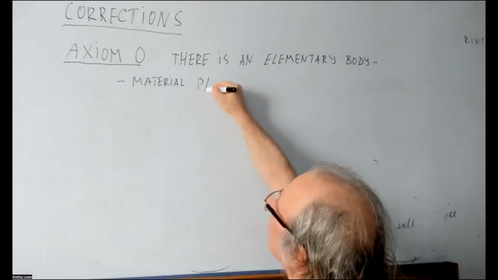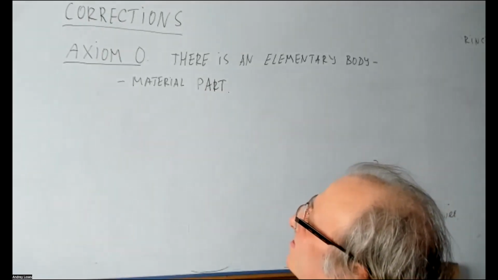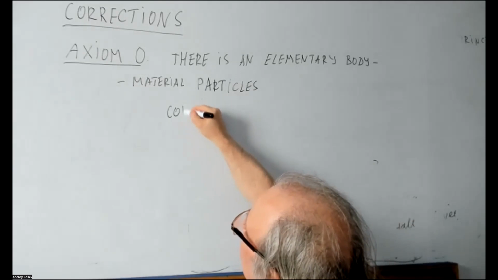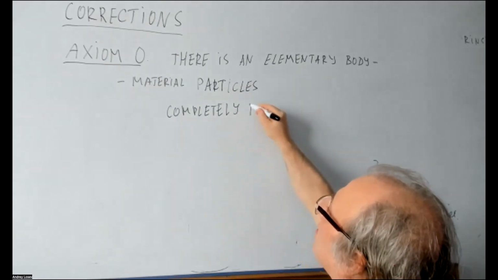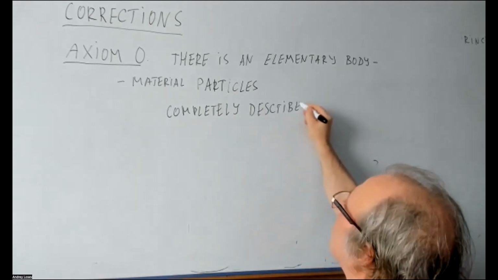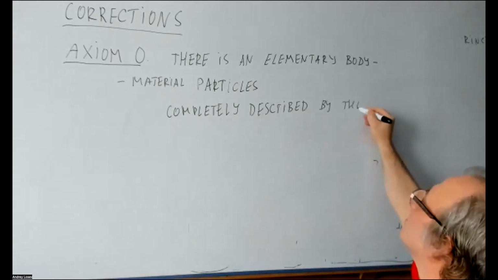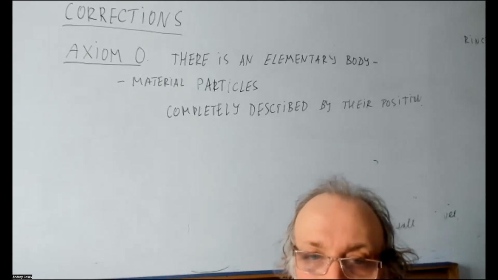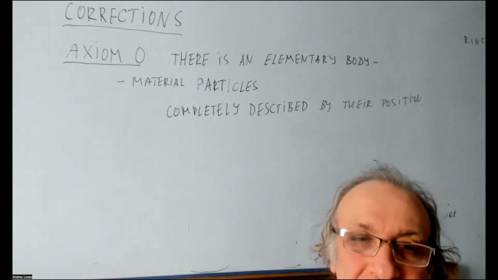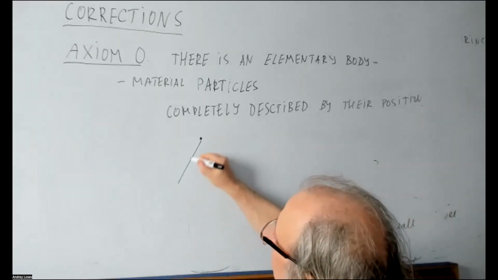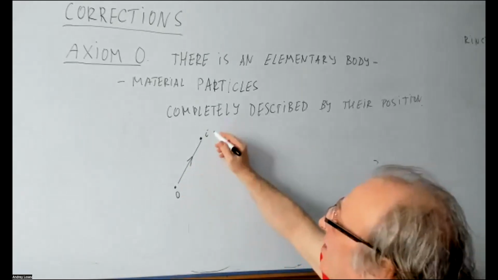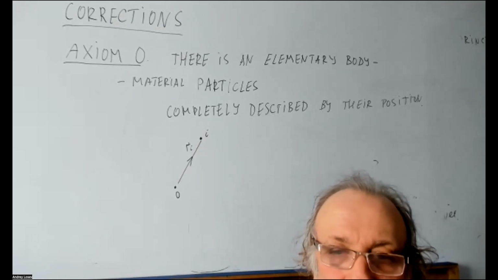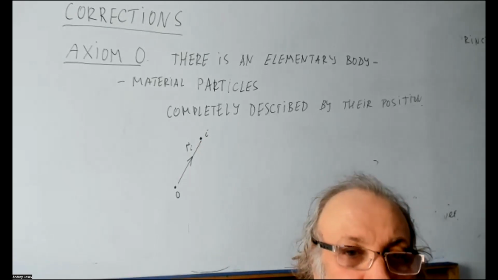Called material particle. So these material particles are completely described by their position. So they are not bodies. It's a new object. They are described by their radius vector. To ask what does it mean to rotate a material particle has no meaning.